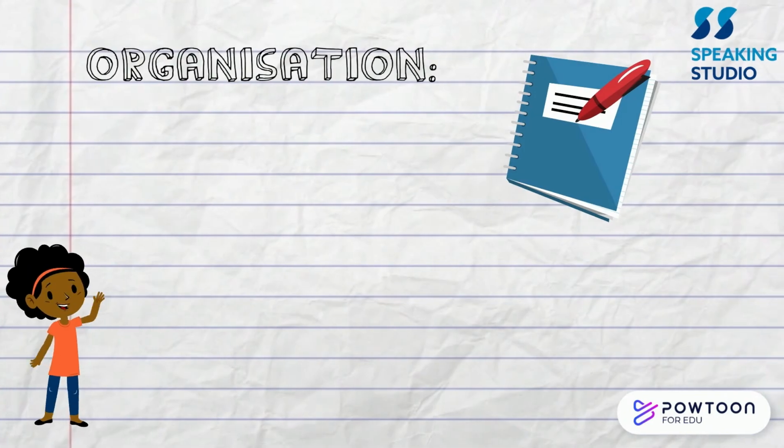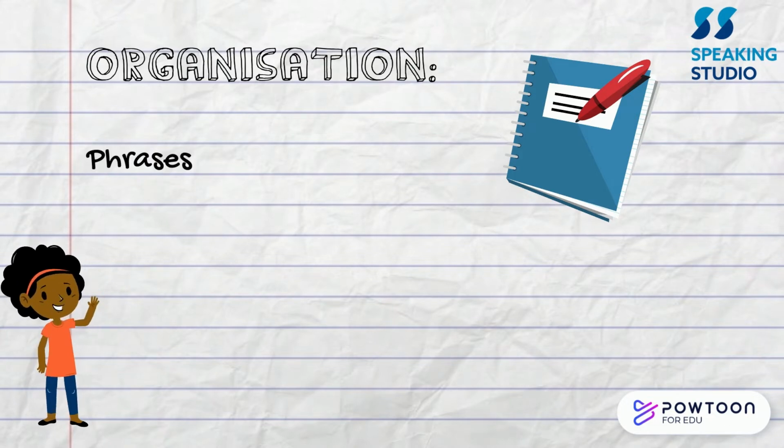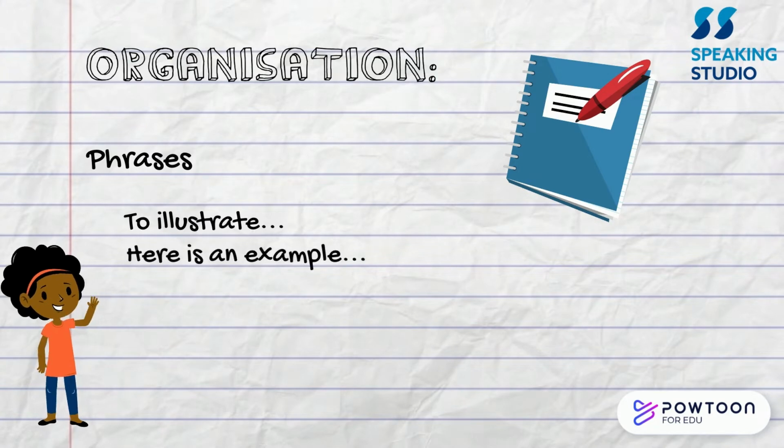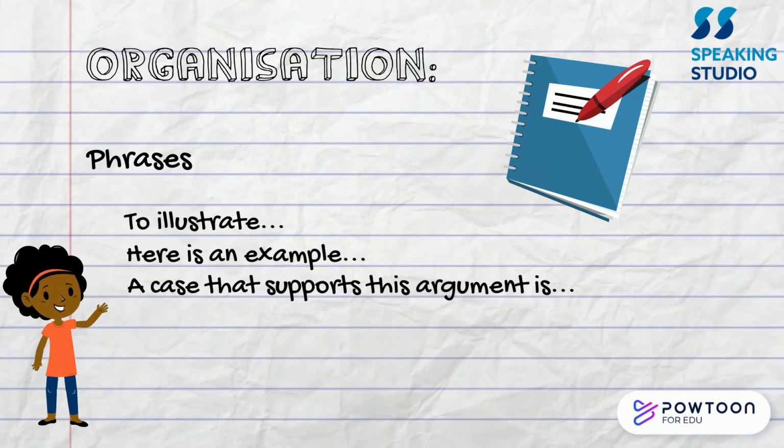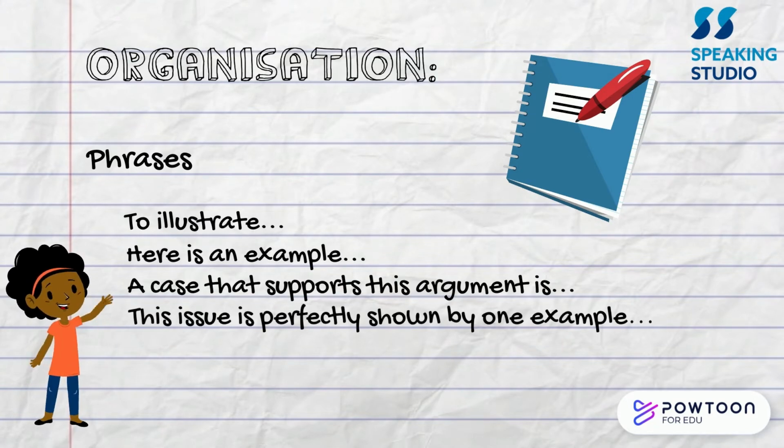To sound more well-organized, you can also use phrases to introduce your examples. You can use phrases like, to illustrate this, here is an example, a case that supports the argument is, the issue is perfectly shown by one example, etc. These transitional phrases will let your audience know that you are now going to talk about some examples.